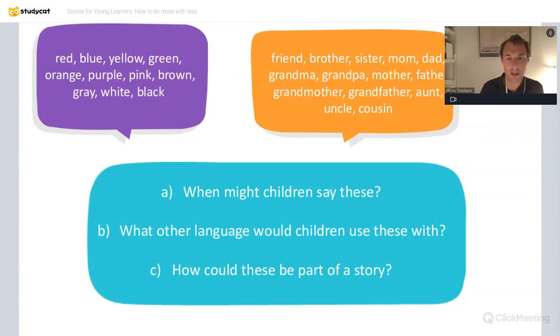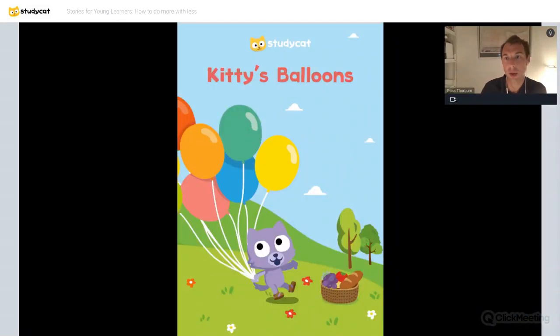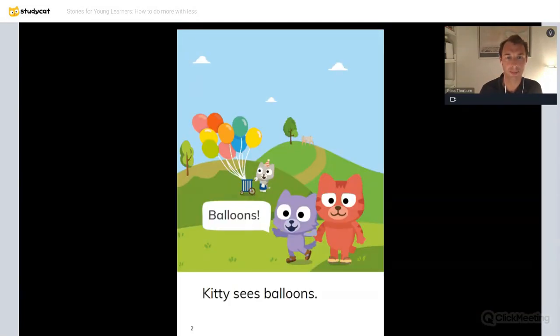Great. Okay. So what I'm going to do next is I'm going to show you the very first story that we wrote for this series. So this one was all about colors. So this is the front cover, and it's called Kitty's Balloons. Yeah, so we'll look through this together, and then afterwards we'll ask about what you think the language was like and how authentic is the language.